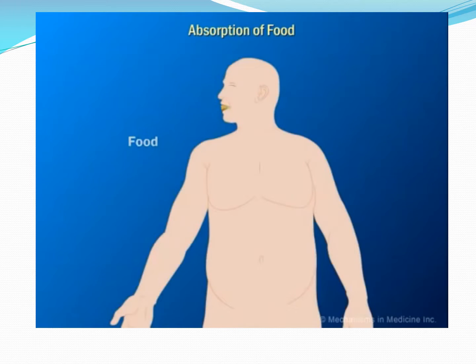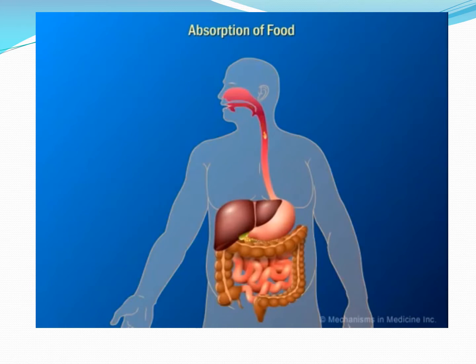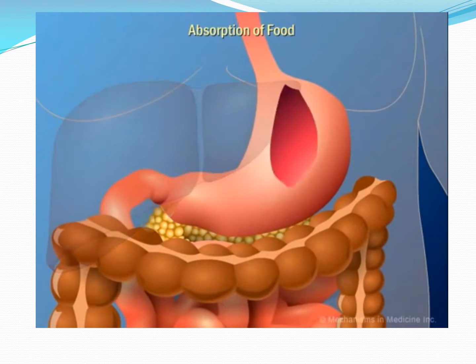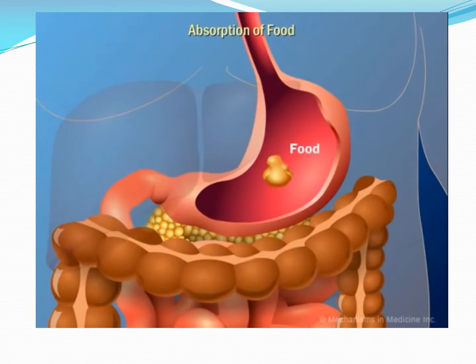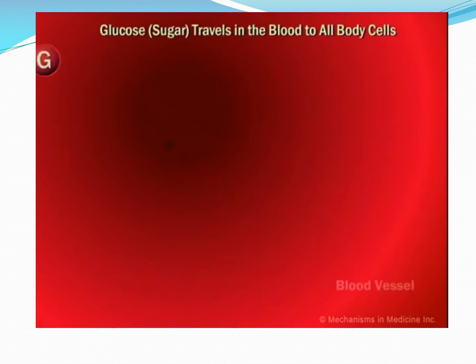When food is ingested, it travels along the digestive tract, where it is broken down into its component nutrients in order to be absorbed into the bloodstream. One such nutrient is glucose, a simple sugar. Glucose gets absorbed by the stomach and intestines and then enters the bloodstream. It travels through the circulation to all body cells.